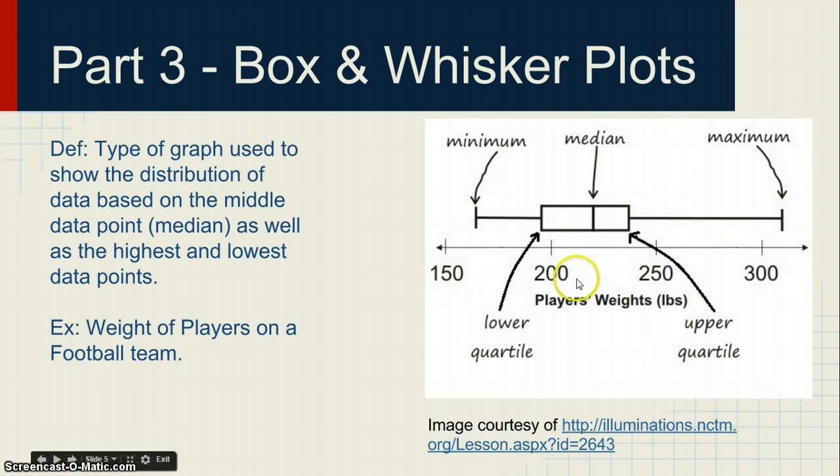So if we look at this example over here, dealing with players' weights on a football team, and I just ripped this off the internet, but you'll notice the key points we have are the minimum, the maximum, and the median. Okay, with these lower and upper quartiles, which are like a quarter of the way up and 3/4 of the way up through the data. So bottom, quarter of the way up, halfway up, 3/4 of the way up, top. That's what we're looking at with the box and whisker plot. It's just a different way to look at how our data is distributed.